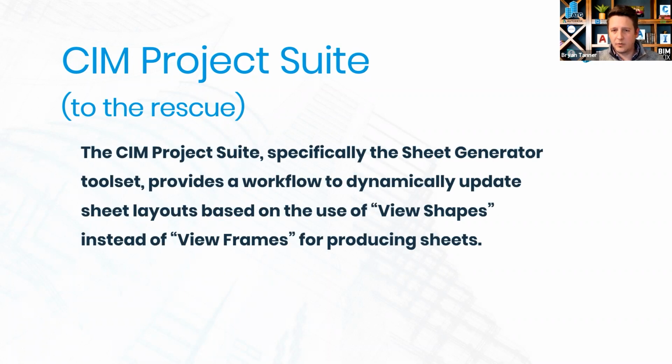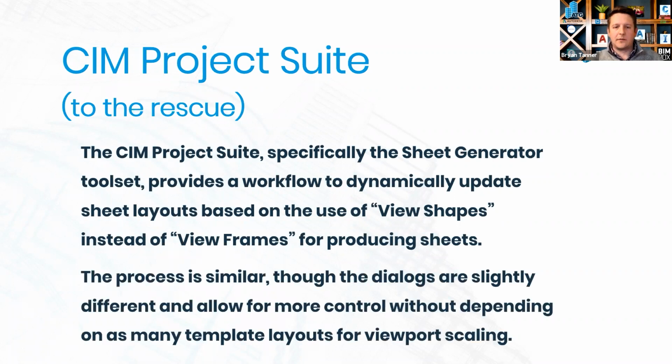Sim Project Suite does come to the rescue under these circumstances. The Sheet Generator tool set provides a workflow which allows us to make changes, allows us to accommodate updates to our project further down the line without losing that additional work. We don't have to completely recreate our sheets. We can just update changes to view shapes rather than view frames that come right out of the box from Civil 3D. So it's a similar process.